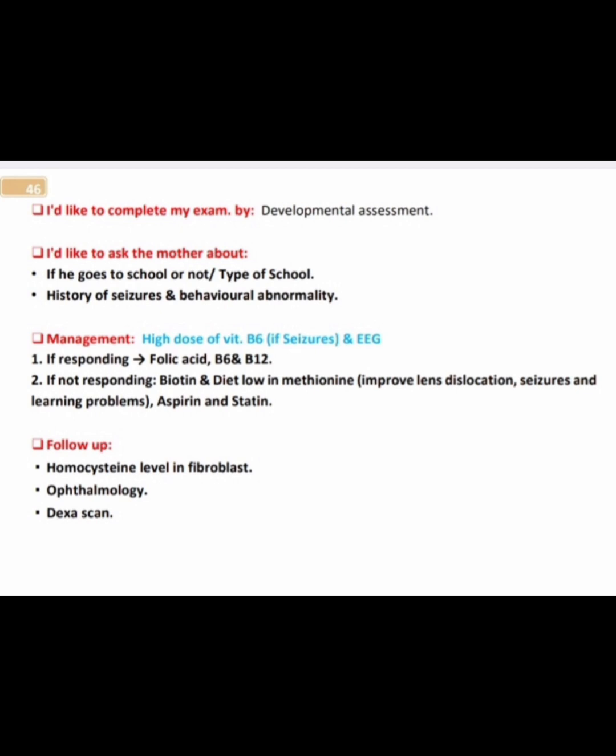Number 1, if responding, folic acid, vitamin B6 and vitamin B12. Number 2, if not responding, we give biotin and a diet low in methionine to improve the lens dislocation, seizures and learning problems, plus aspirin and statin. Follow-up of homocystinuria patient is to check the homocysteine level in fibroblast, ophthalmology and DEXA scan.